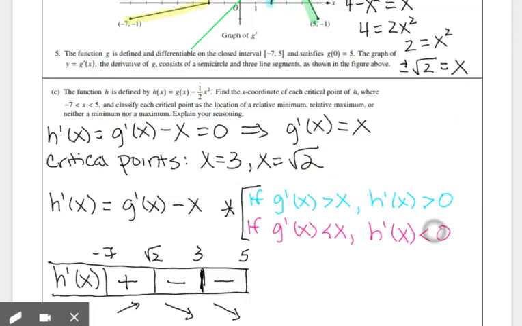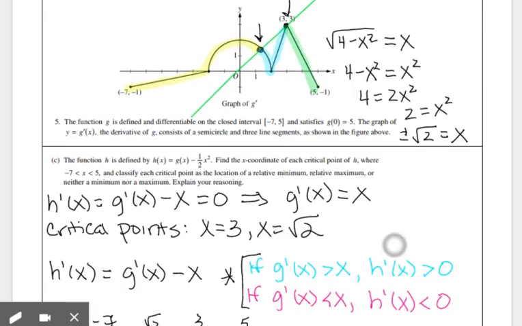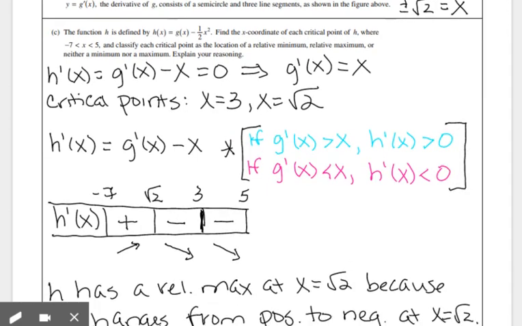I know that's a little weird in how we explained it, but hopefully that makes sense graphically, looking at what's going on. We're just looking for where g prime is either greater than x or less than x in order to determine the sign on h prime.